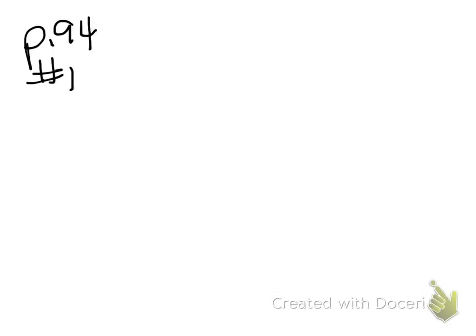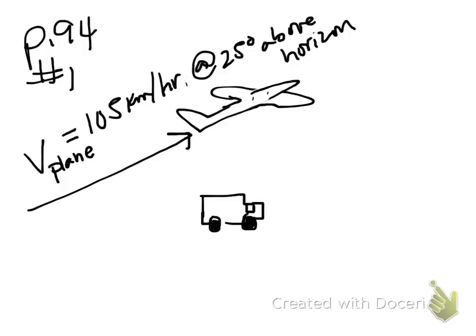Okay, so this is some help, hints, and tips on number one on page 94. In number one, we're asked how fast a truck has to move to stay directly underneath a plane that's traveling at 105 kilometers per hour at 25 degrees above the horizon. So there's our 25 degree angle, and I've drawn the picture badly.